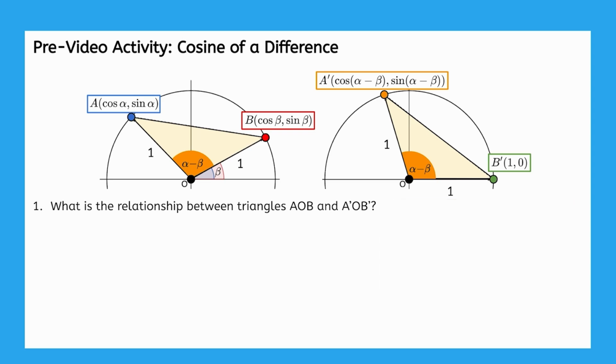Another way of seeing this is noticing that we can get from the first diagram to the second by rotating triangle AOB clockwise around O by the measure of angle beta. We are therefore convinced these 2 triangles are congruent. Let's move on to the second question.